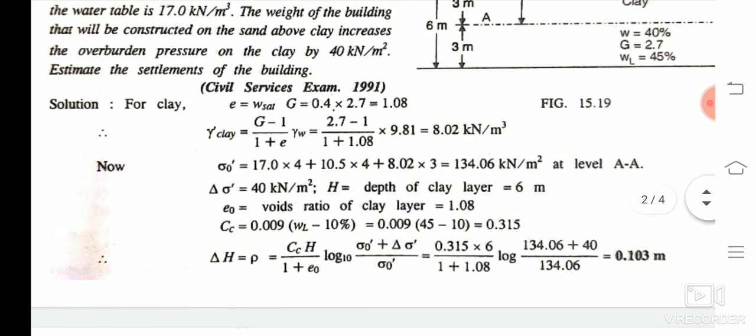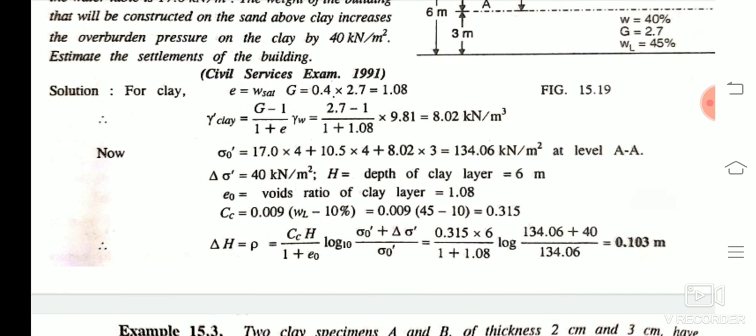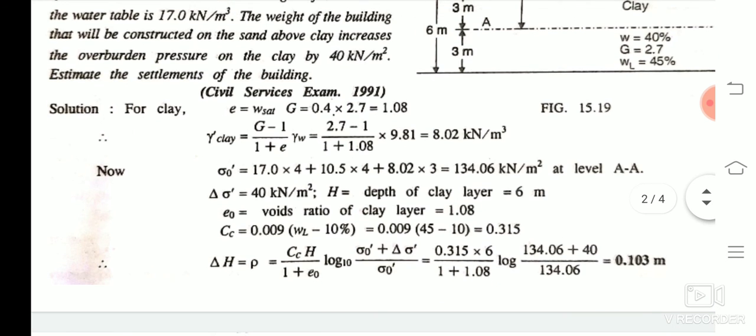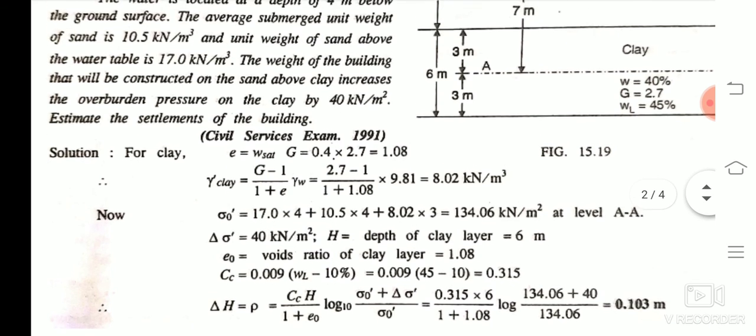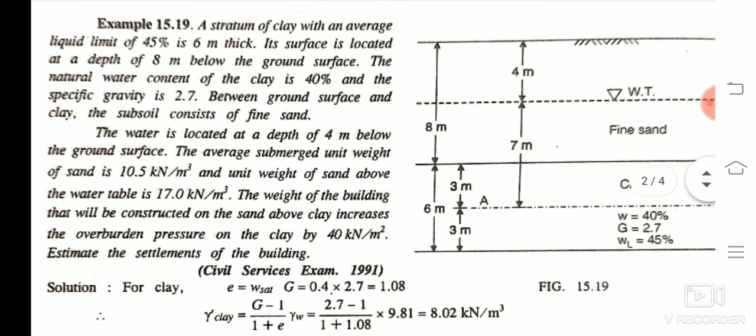So substituting all these values into the equation, delta H equals Cc into H by (1 plus e naught) times log base 10 of (sigma naught plus delta sigma) by sigma naught, we can get the value of the settlement as 0.103, or 103 millimeter. So this is the second numerical based on consolidation settlement.